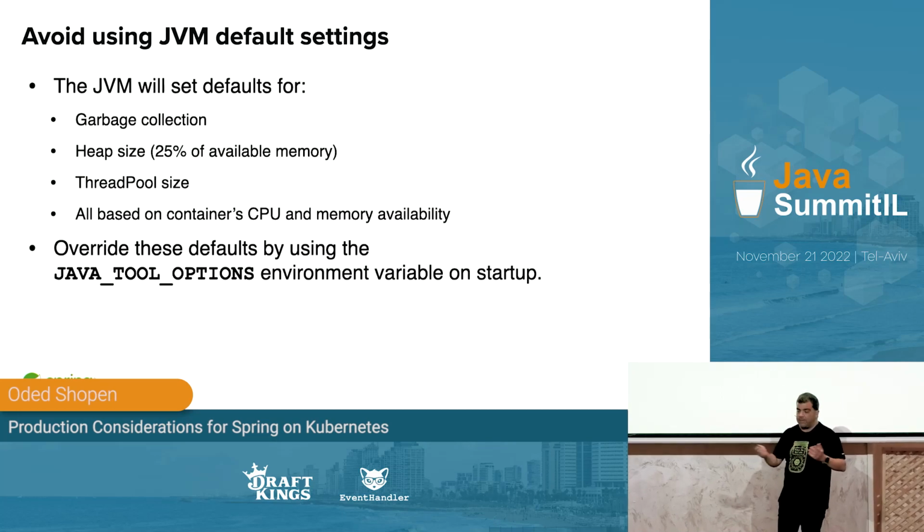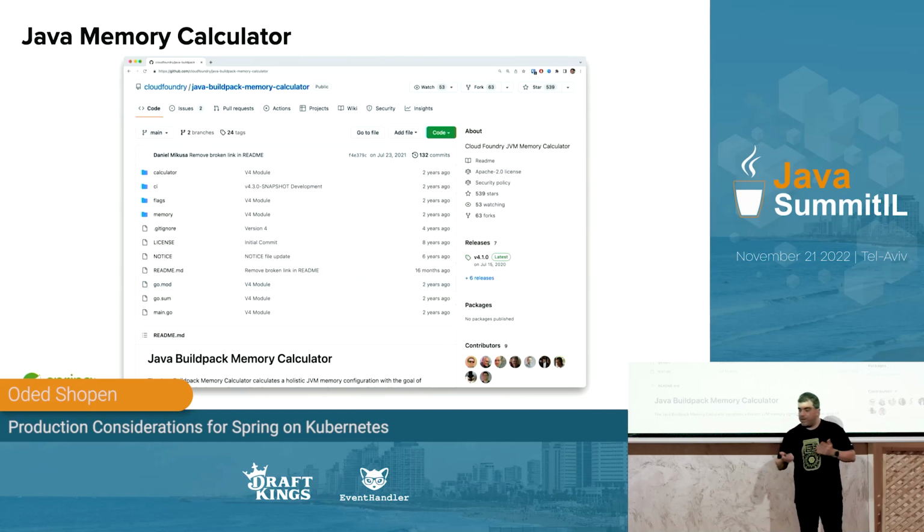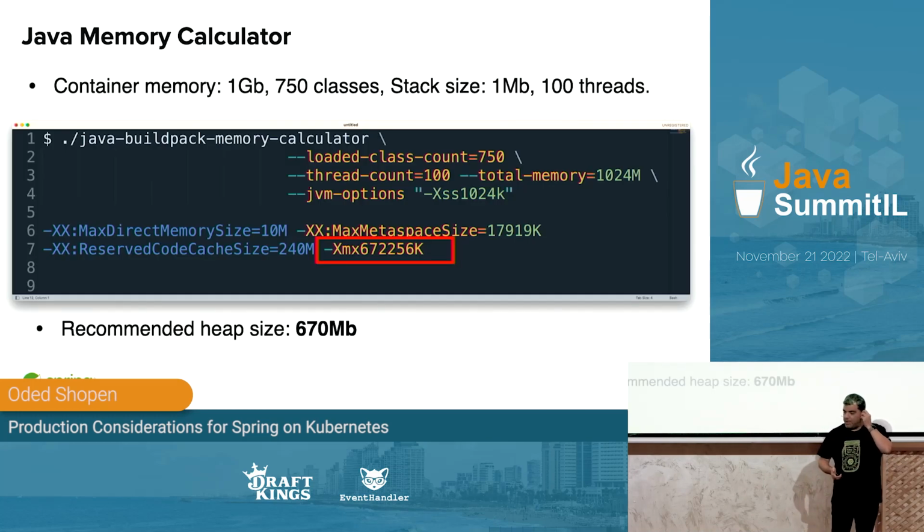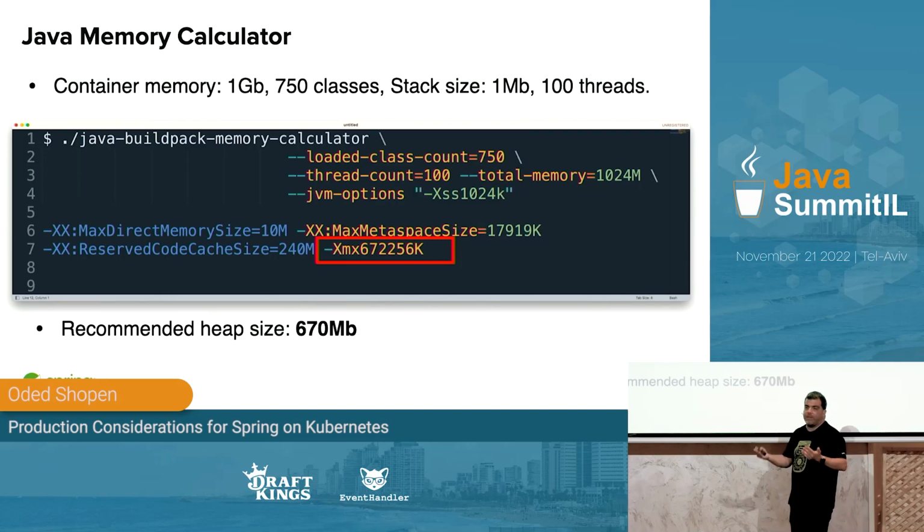Now, what should you set for these environment variables at boot time? Well, you can use something like the Java memory calculator. This is a project that started in the Cloud Foundry ecosystem and is still used very well even today. It basically says, give me what you know, and I'll give you what I recommend at the other end, right? So for example, here I know that I have a container that is going to take 1 gigabyte of memory, and I'm going to have 750 classes, and a stack size of 1 megabyte, and I'm going to have 100 threads, more or less, in my application. So with these parameters, the recommended heap size from the memory calculator is 670 megabytes.